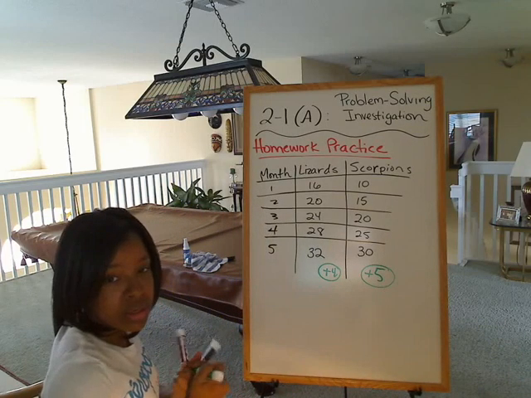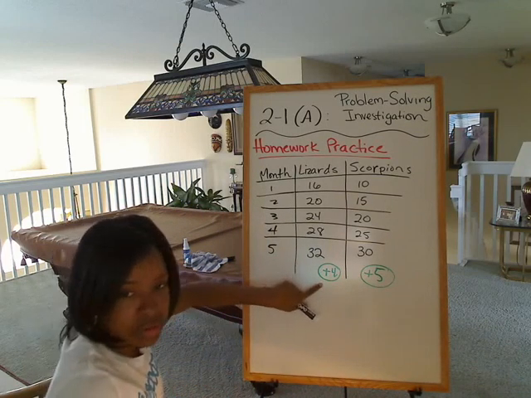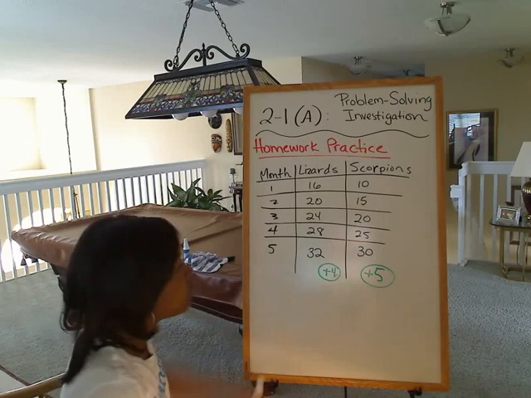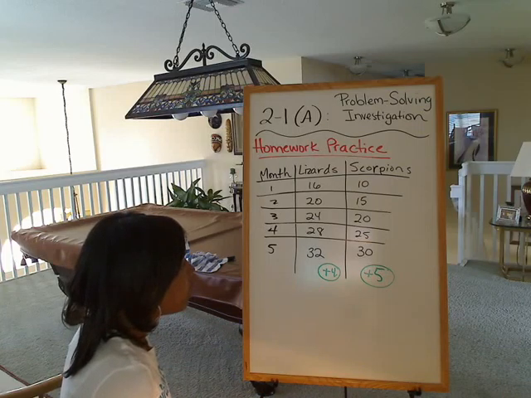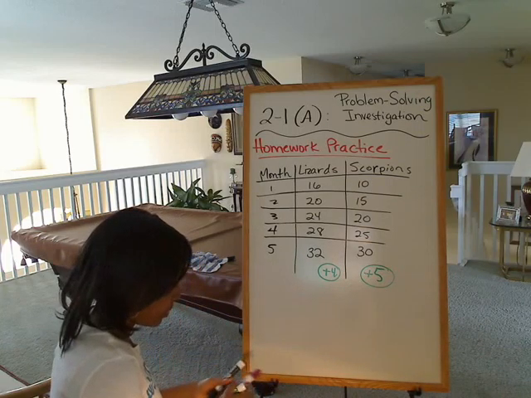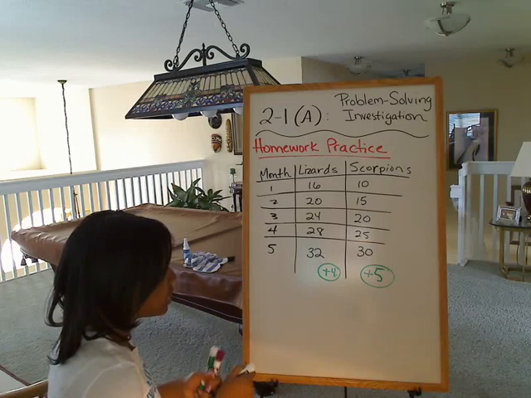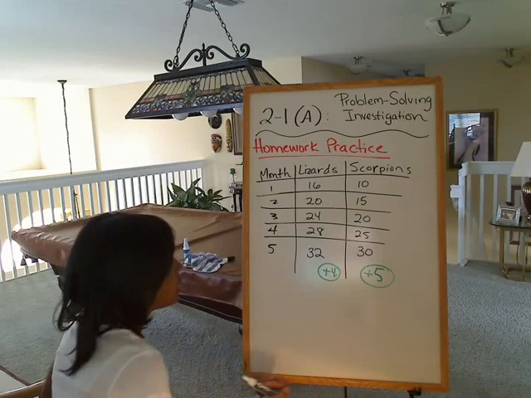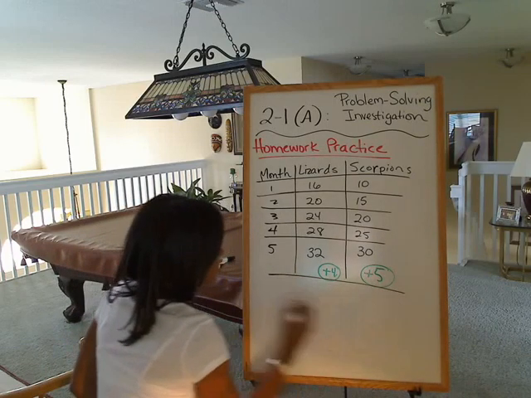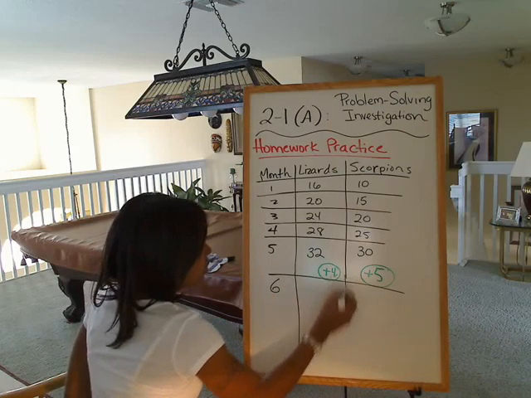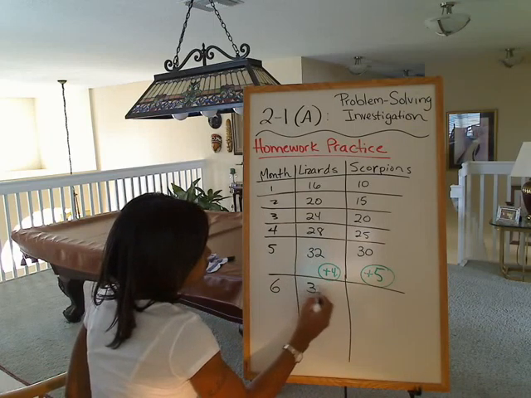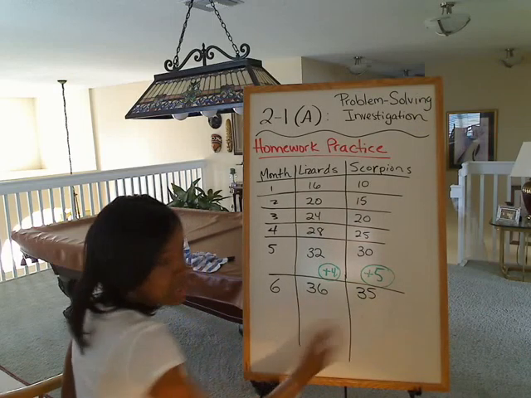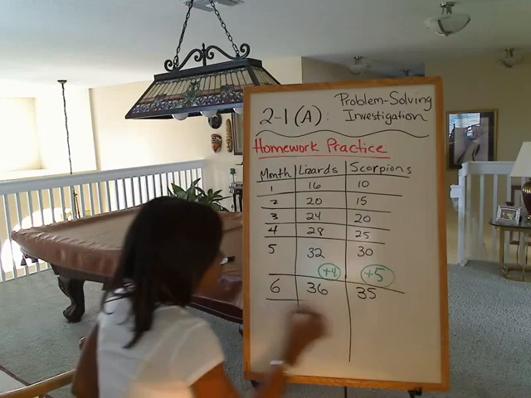So each month, the number of lizards goes up by 4, and the number of scorpions goes up by 5. So now we want to see when these two numbers will be the same. So in other words, let's keep adding until we get the same number of lizards and scorpions in the same month. So for the 6th month, if we add 4 to the lizards, we get 36. We add 5 to the scorpions, we get 35. So are they the same yet? No. Let's try another month.